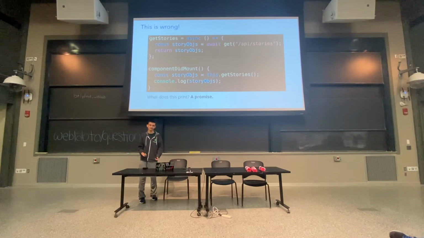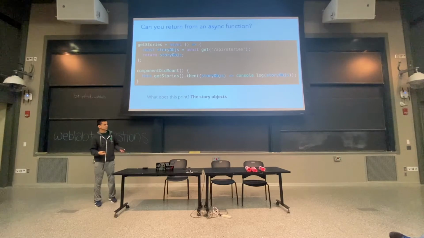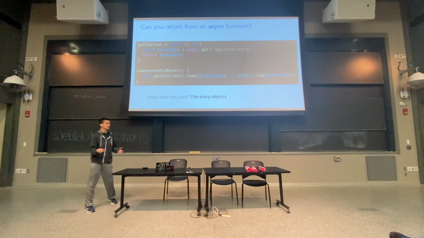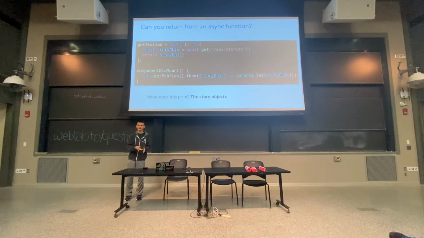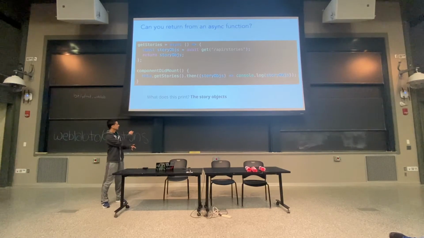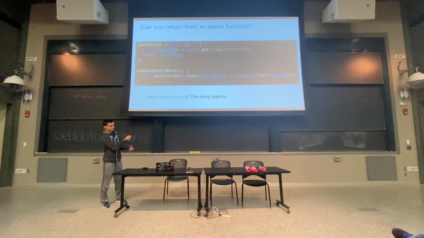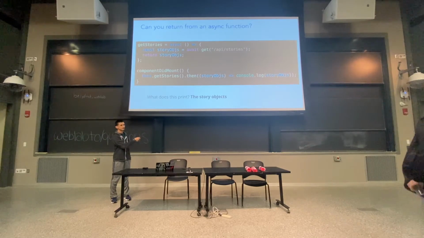So one way to actually get story objects is, of course, to use the .then on it. So basically, the idea here is that any asynchronous function will always return a promise. So any async function is thennable, right? So this works. It'll get stories. It'll run this function, which is asynchronous.